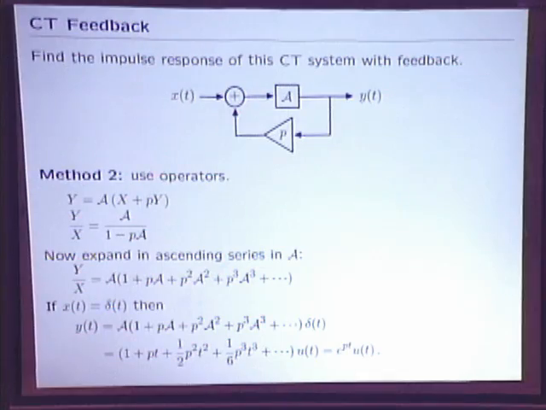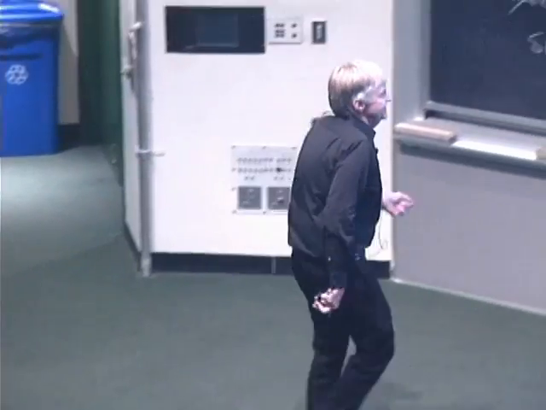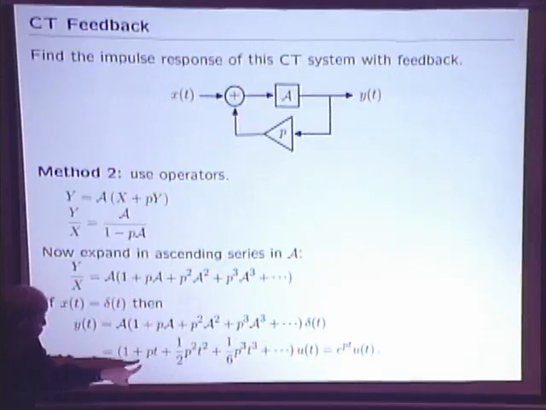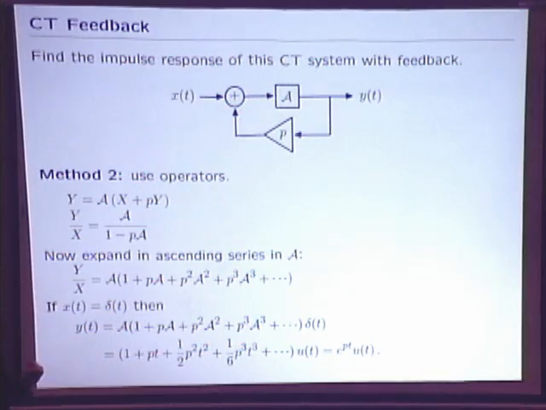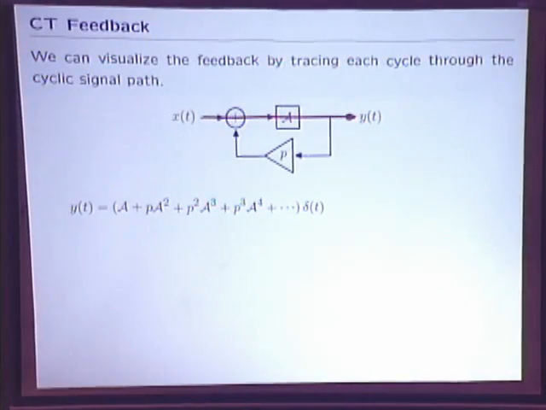Well, the first a turned delta into u. The second a turns u into tu. And so I get this term. So the pa squared turns into ptu. The p squared a cubed turns into half p squared t squared u, etc. So what I've done is I've thought of a way of constructing this output signal from the input signal without ever using calculus. Okay, I started with a solution based on 1803 that's strictly calculus. I just redid the whole problem and didn't use any calculus.